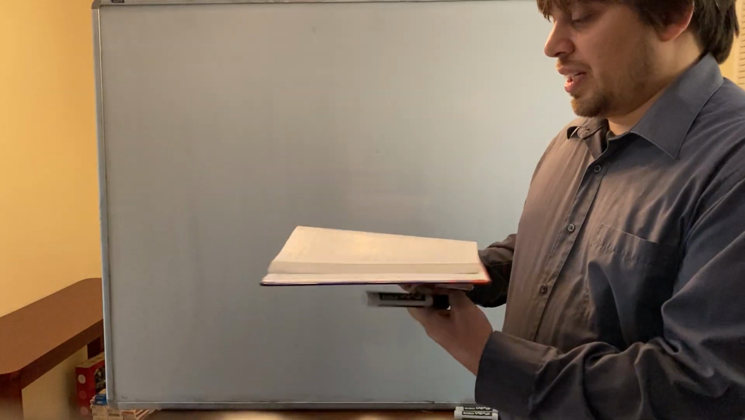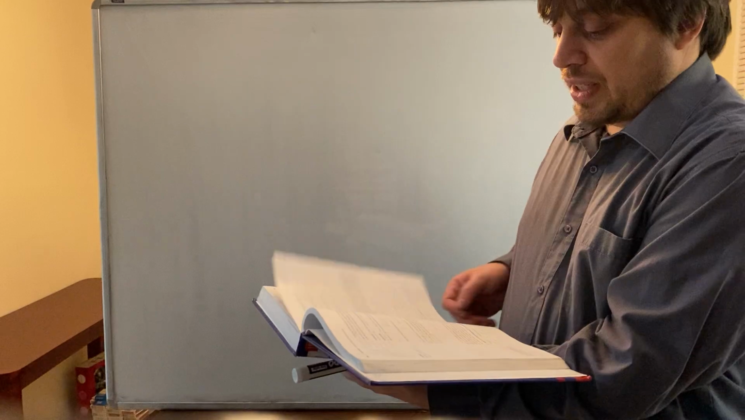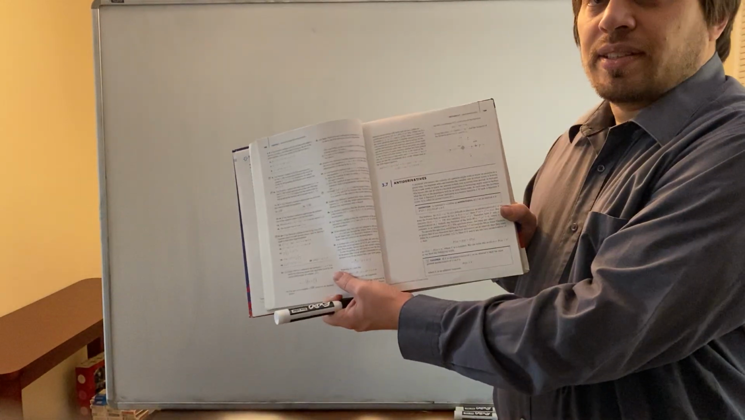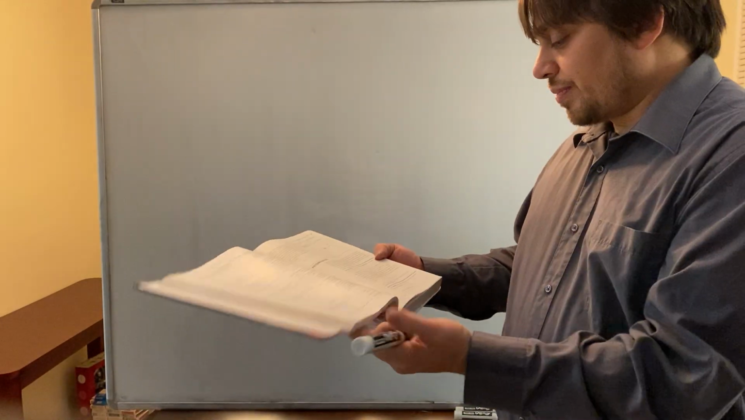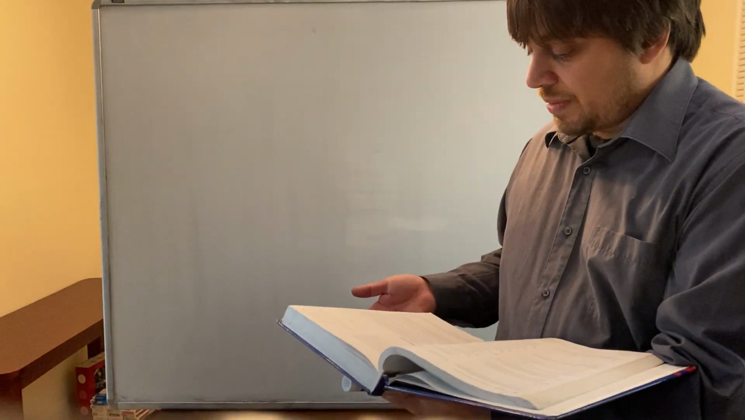First, let's start out at 3.7. Follow along with me in the book. On page 189 in the textbook, 3.7, antiderivatives. There's the definition of an antiderivative, right?